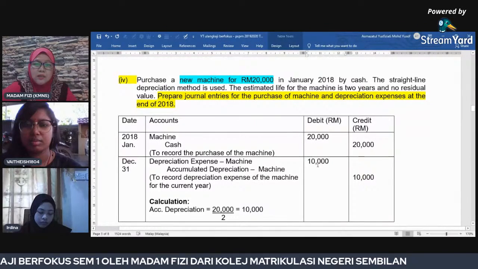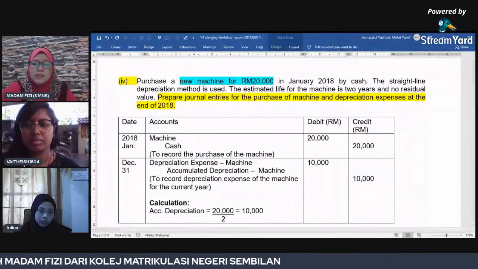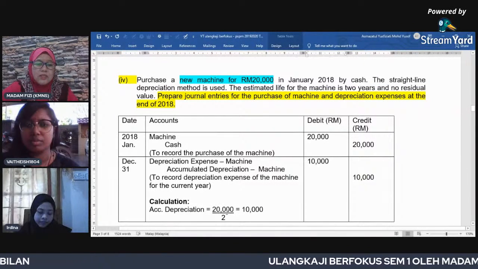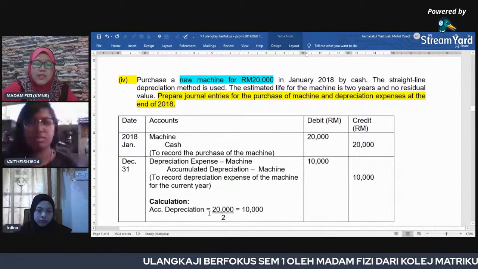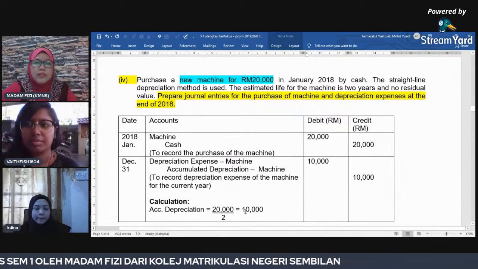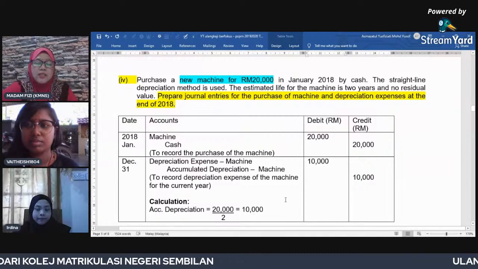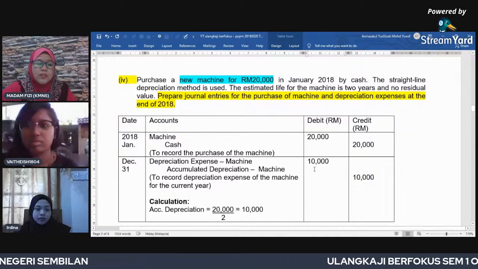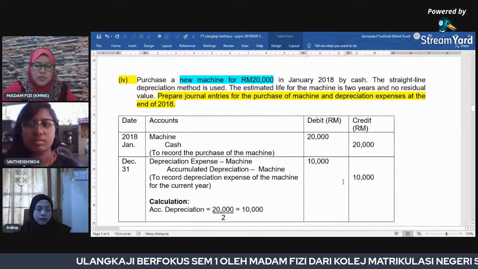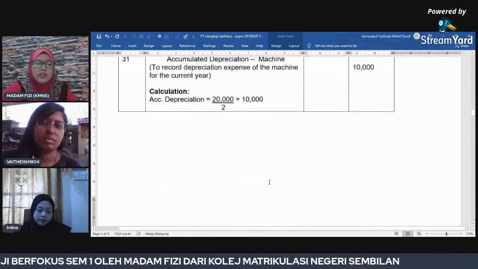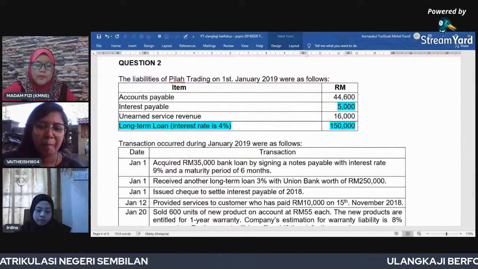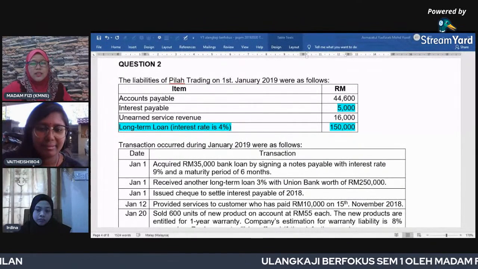So, how did you get the 10,000? To calculate the accumulated depreciation, 20,000 divided by the estimated life of 2 years equals 10,000. So the answer is debit depreciation expenses 10,000 and credit accumulated depreciation machine 10,000. Is there any question so far before we discuss question number 2? Okay, no question. Okay, good.